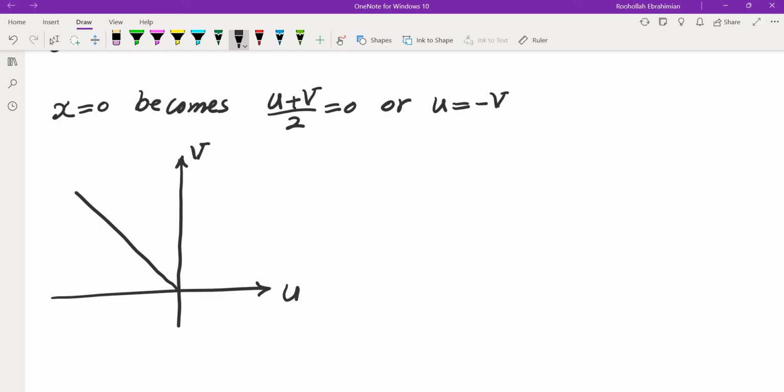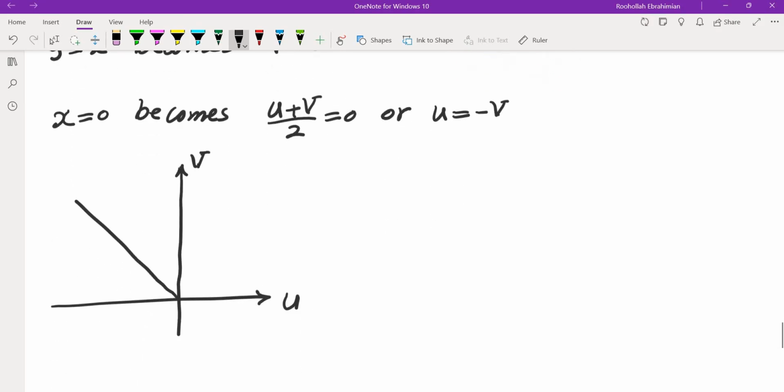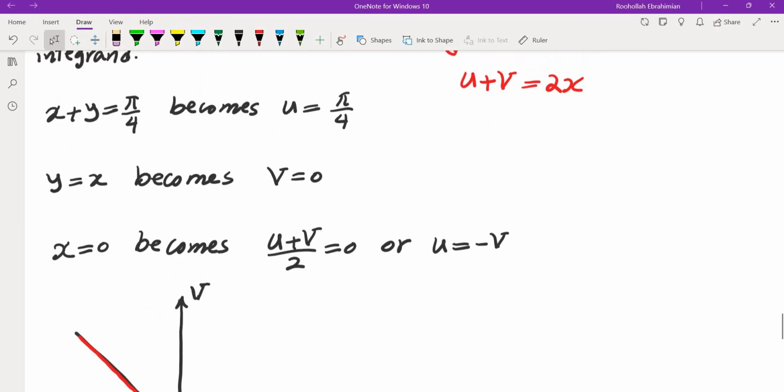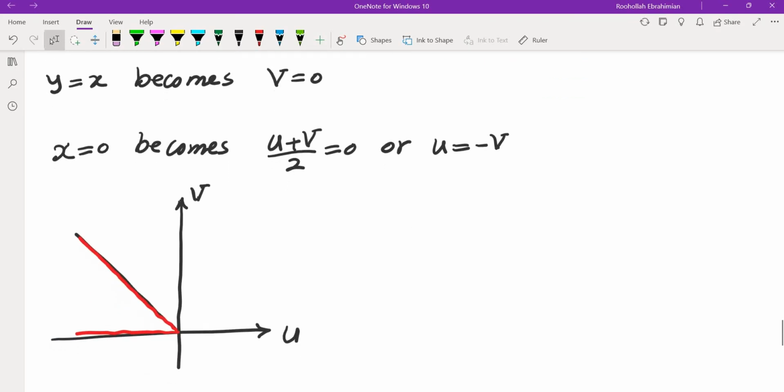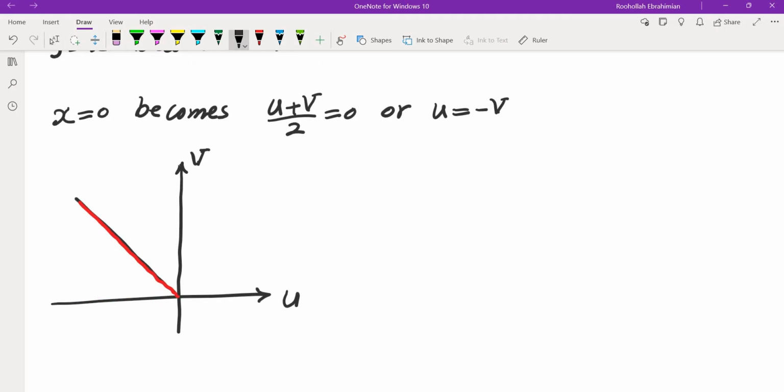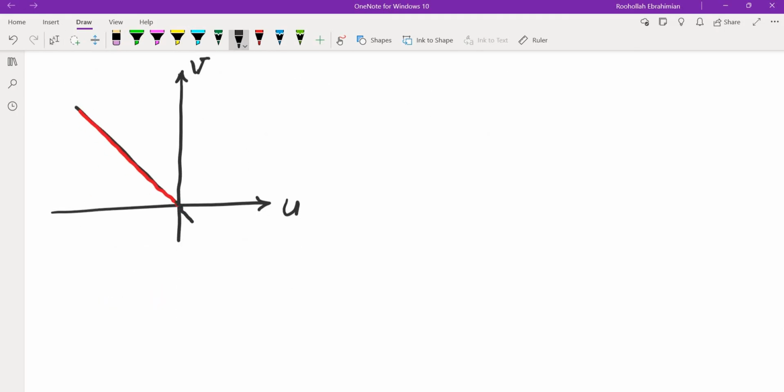One of the sides is u equals negative v. One of them is v equals 0, so it is this one. And one of them is u equals pi over 4, so we'll have to extend this one on this side. So it's in fact on this side, not on that side. V equals 0 and u equals pi over 4.